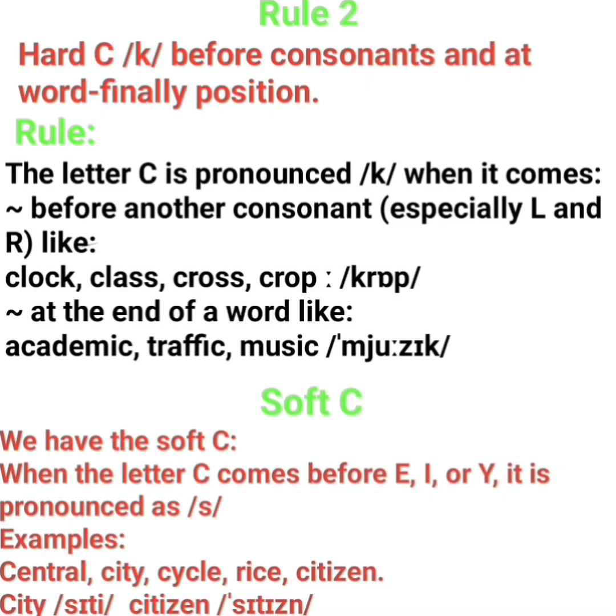The second instance in which we have hard C is when letter C comes before another consonant, especially L and R. For instance, clock, class, cross, crop. Have you seen that all these words give a K sound, and the transcription will give K, so the C will be transcribed as letter K. Also at the end of a word like academic, traffic, music, when letter C is found at the end of the word, it also gives hard C. And it means that it will sound as K.